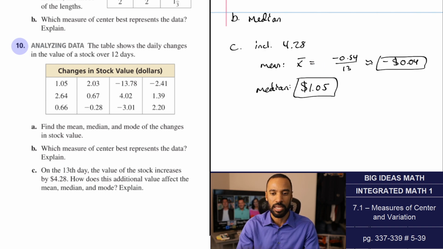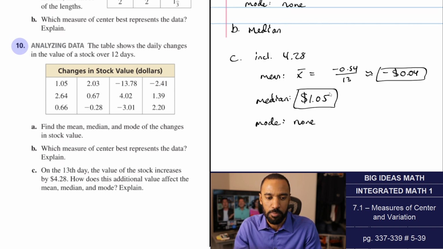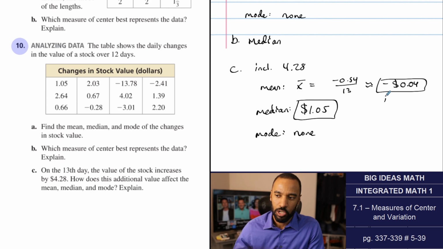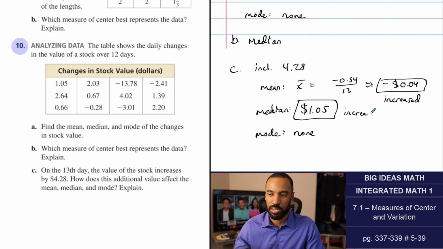That's 1.05. And I think they didn't just say calculate them, they said how does this affect them? So I'm going to say whether they changed or not. Mode, there's no change in mode here. So how does the additional value affect mean, median, and mode? The mean increased. You have to keep in mind, we went from a larger negative value to a smaller negative value, so therefore we are gaining money. The median increased by a significant amount, and the mode was no change. Increased, and no change.